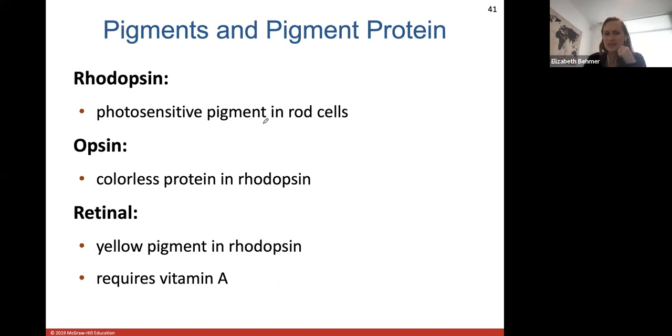Rhodopsin is the photosensitive pigment in your rod cells. Opsin is a colorless protein in rhodopsin, and then retinal is a yellow pigment in rhodopsin that requires vitamin A.